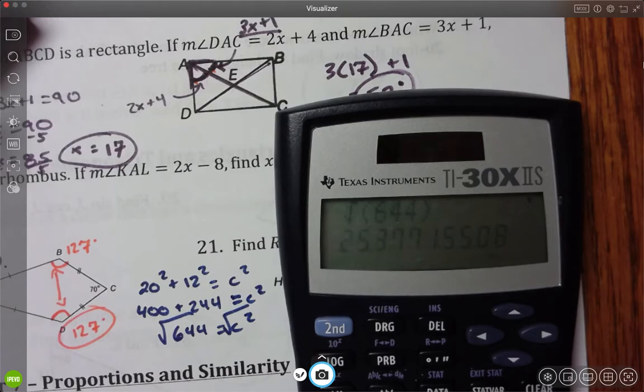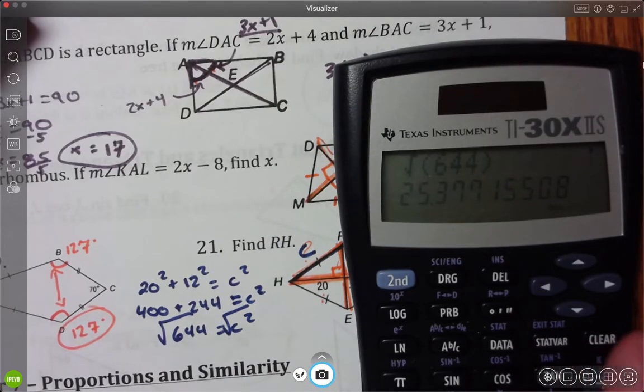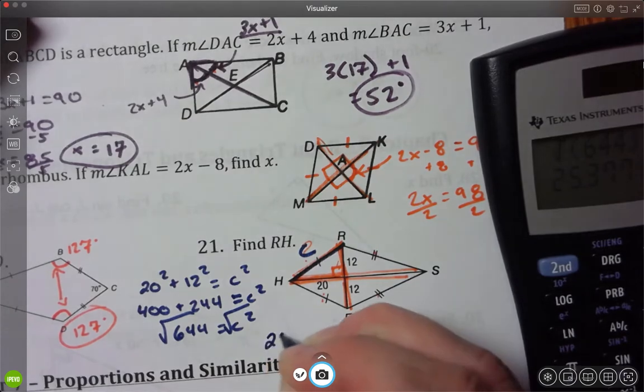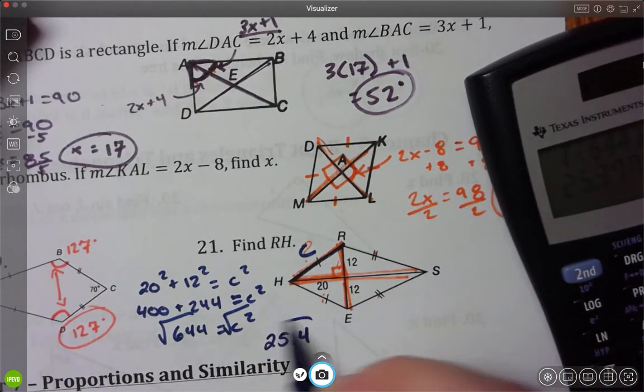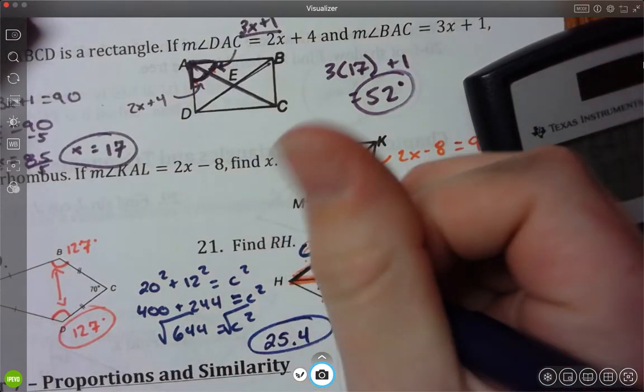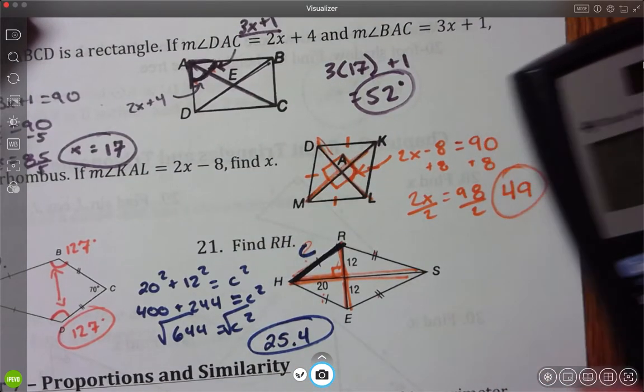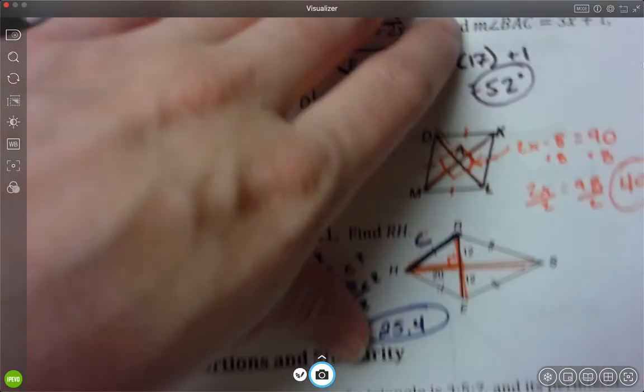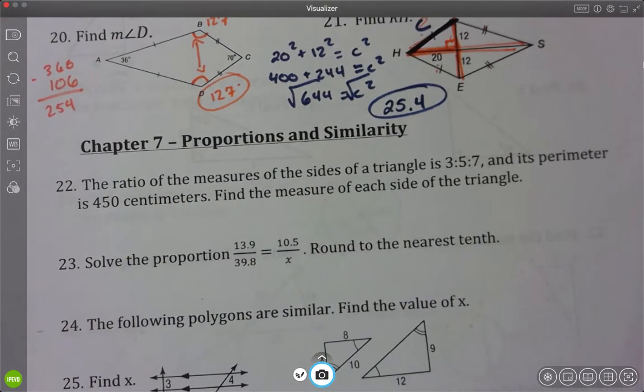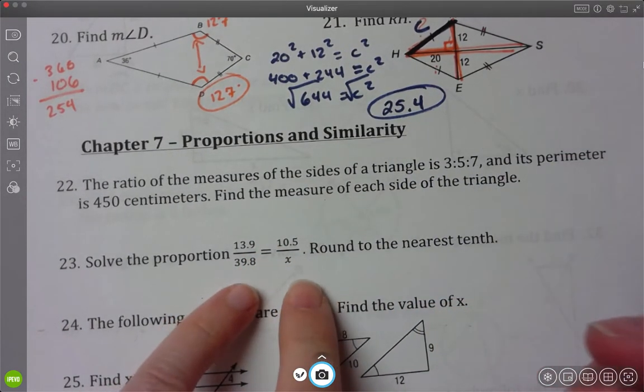The square root of 644 is 25.4, let's say. 25.4, and it doesn't say units, so we'll just leave it as 25.4. That's how long this guy should be, okay? All right, moving on. Now we have proportions, okay? So a lot of these are going to be cross multiply, divide things right here.